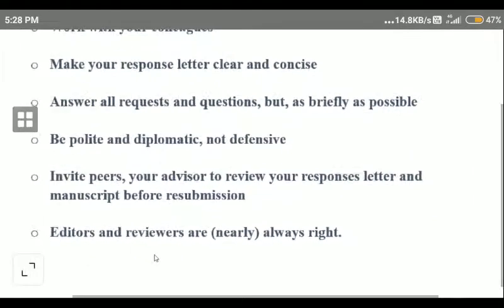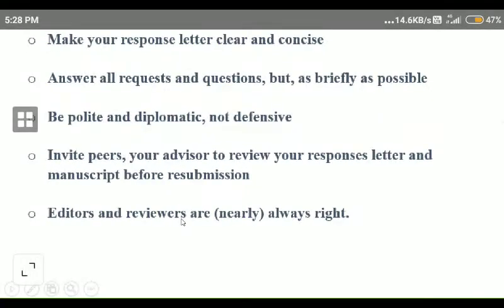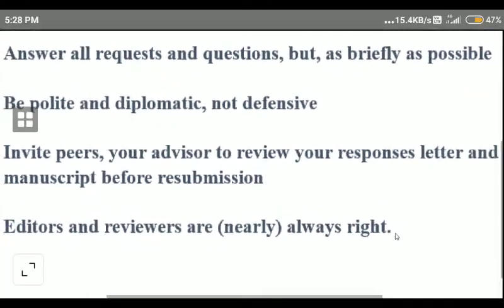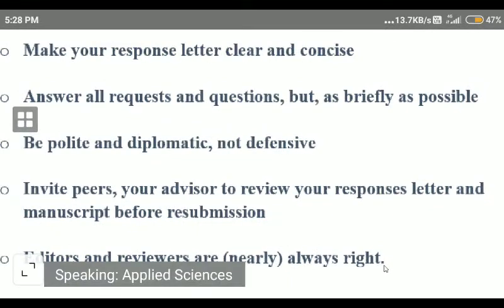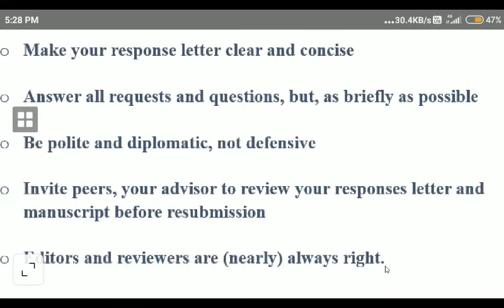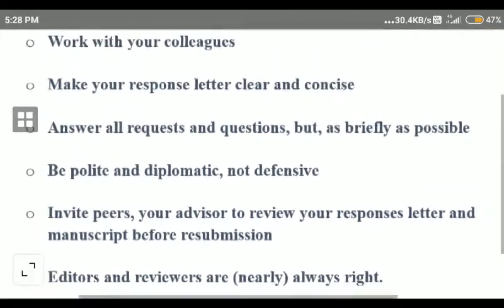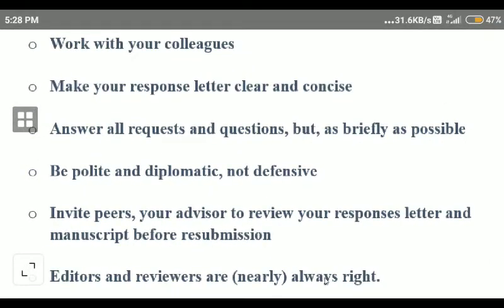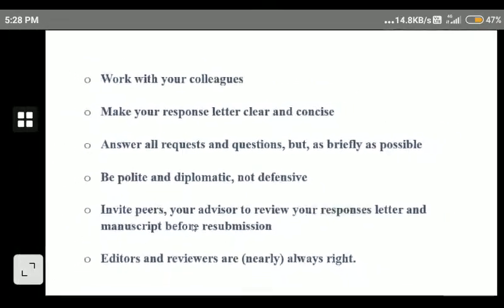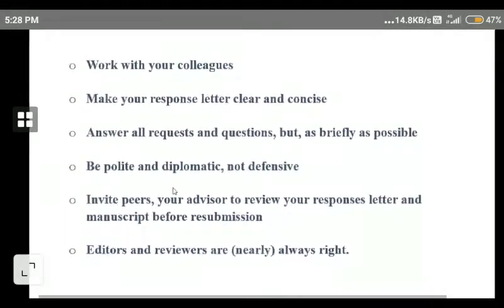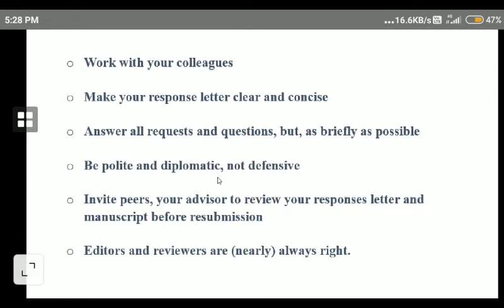And then ultimately you have to remember that editors and reviewers are nearly always right. Whatever you feel is up to you, but whenever you answer any comment, you have to answer in a way that shows editors and reviewers are nearly always right. You have to keep this in mind. You should not hurt the ego. You have to respect every comment, and you have to take every comment positively, not angrily. If you show that kind of anger in your response letter, it will only harm you. We already discussed that.